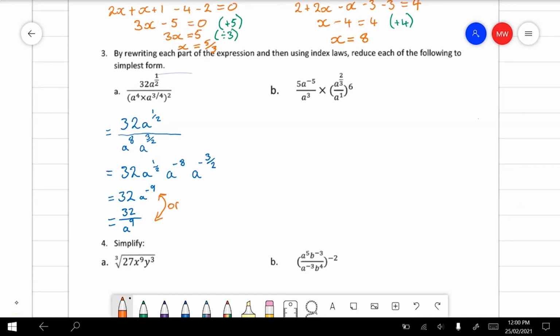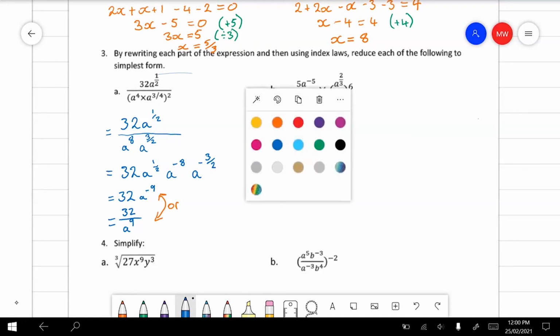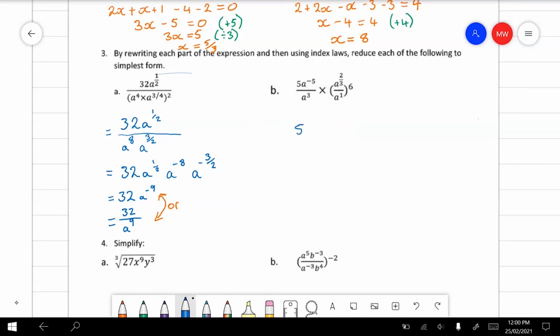Question 3b, we want to get rid of those brackets and try and get it back to look like index law number 1 if possible, or if necessary. So let's just leave the 5, let's just write in blue. Let's just leave the 5, a to the negative 5 there, and we've got at the top here, we've got now a to the 2/3 times 6 would make 12/3 or 4, so we'll just write it as that. And then down the bottom, we've got a to the 3, and then we've got a to the 1 times 6, so a to the 6.